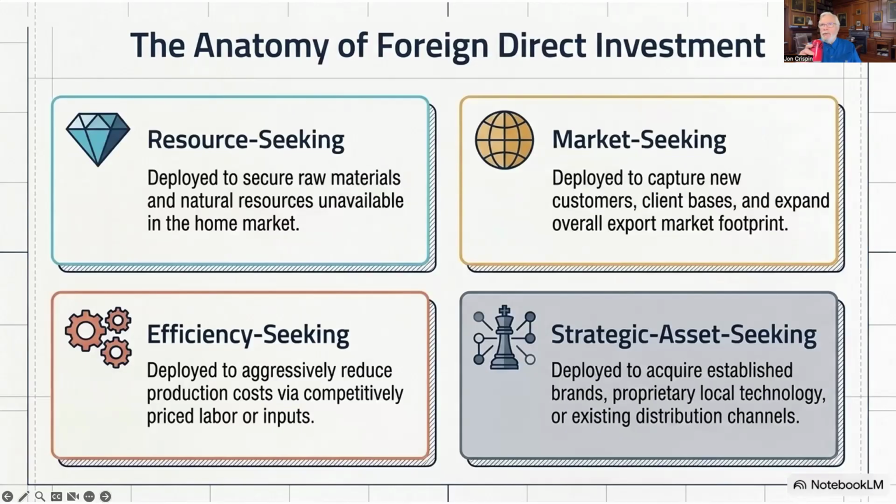So let's talk about foreign investment. There are four types. Four types of foreign investment: resource seeking, market seeking, efficiency seeking, and strategic asset seeking. And these are important to differentiate as to what you're trying to do. If you are simply resource seeking, you're looking for commodities like coal or diamonds or oil, and you're trying to get those raw materials because those natural resources are unavailable in the home market.